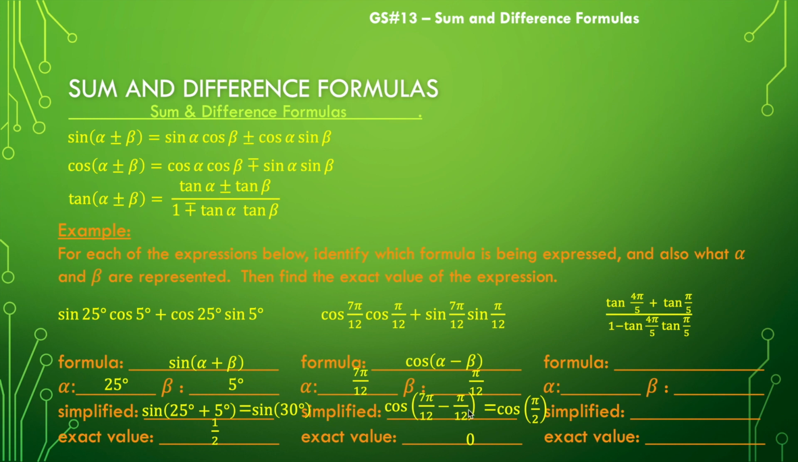And last we have this example over here where we have a positive sign in the numerator and a negative sign in the denominator. We know this will be tangent, and since we're using these top signs, we'll use a top sign here. So this will be the tangent of alpha plus beta, where alpha is 4 pi over 5 and beta is pi over 5. That means I can express this as the tangent of 4 pi over 5 plus pi over 5, which is the tangent of pi. And we know the tangent of pi to be 0.